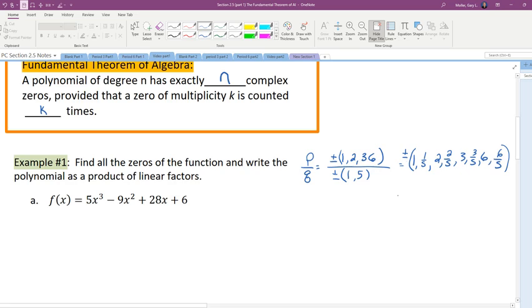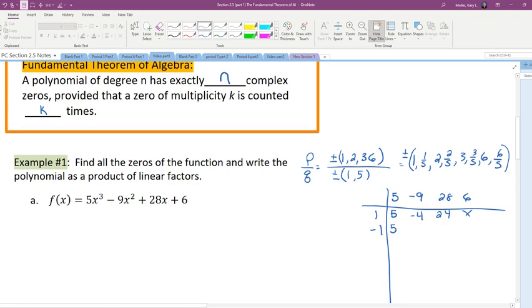I'll do it over here. 5, -9, 28, and 6. Okay, here we go. I'm going to plug in 1. Bring down the 5, multiply, I get -4, multiply, I get 24. Obviously does not work. I will stop, move on.